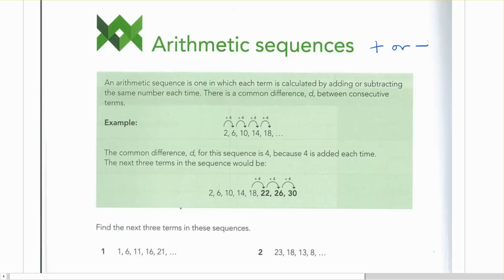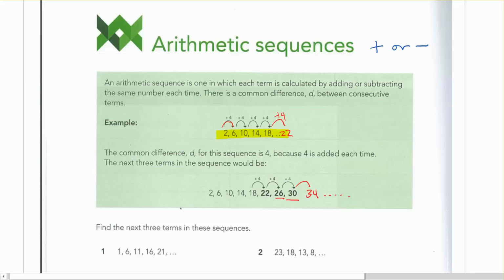If we look at an example, if I've got the numbers 2, 6, 10, 14, 18, and you look carefully, you'll notice that you've got a difference between them of plus 4. So 2 plus 4 is 6, plus 4 is 10, plus 4 is 14, plus 4 is 18, and on you go. You can imagine what the next ones would be. With the plus 4 you would get to 22, add 4 again, you'll get to 26, add 4 again, you'll get to 30, and you could keep going on and on.